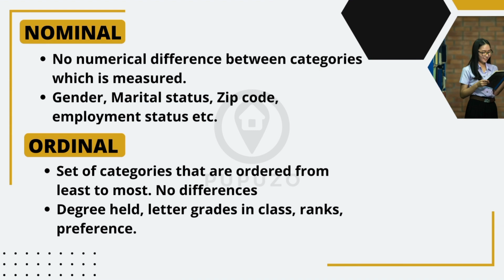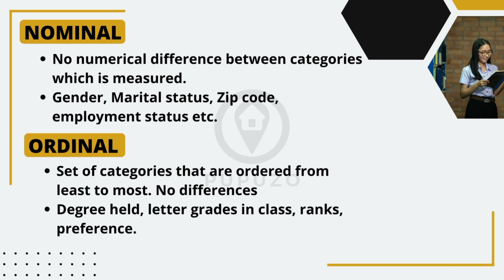Starting with the nominal scale, it represents categories or labels that have no numerical differences between them. Examples of nominal variables include gender, marital status, zip code, and employment status. These variables help classify data into distinct categories without any inherent order or hierarchy.